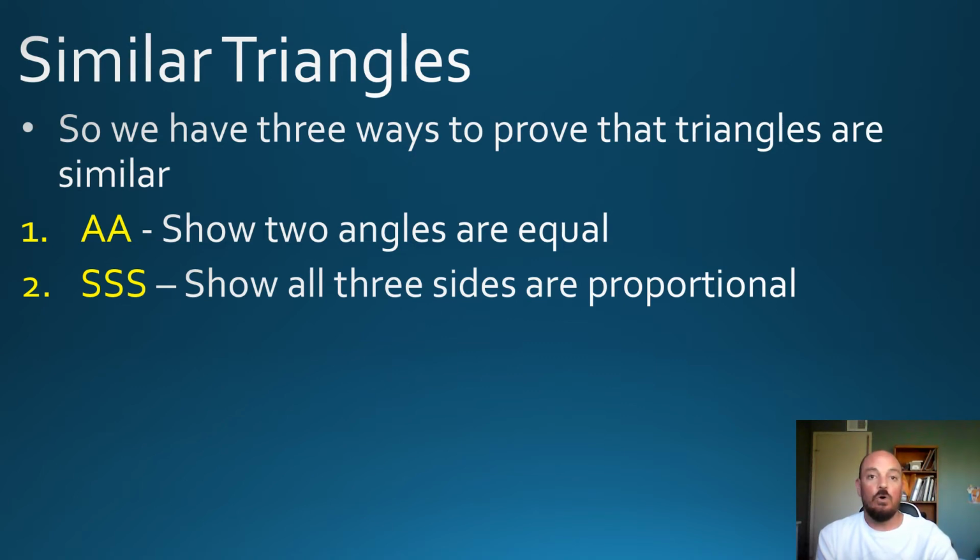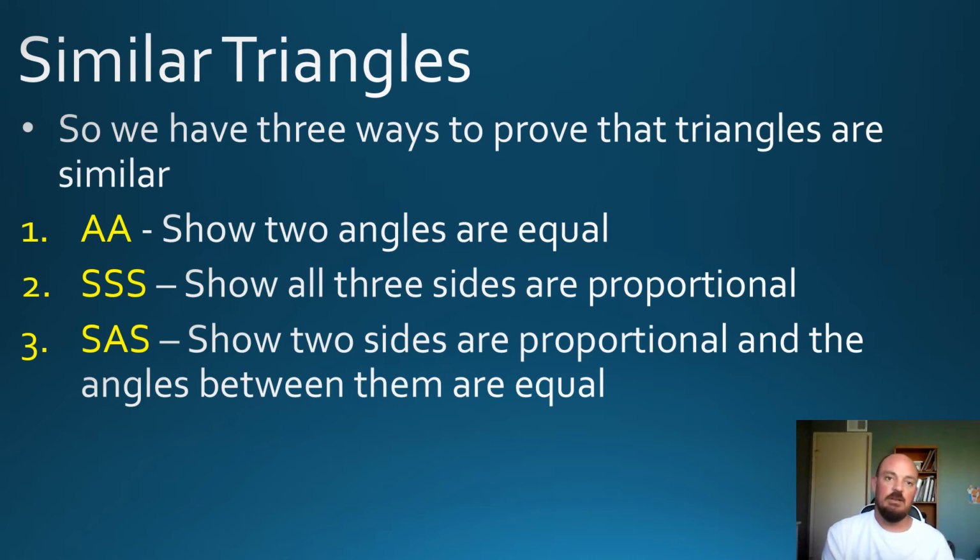Number 2, you could show all 3 sides are proportional. Or number 3 is what we just talked about, SAS. You show 2 sides are proportional. Maybe you don't know that third side, but you do know the angle between the 2 sides is congruent.